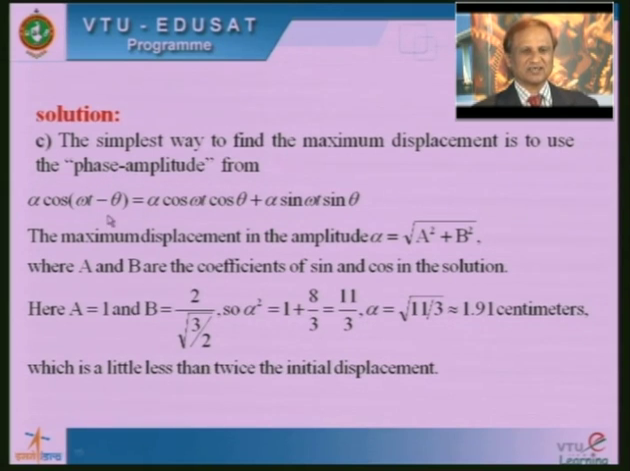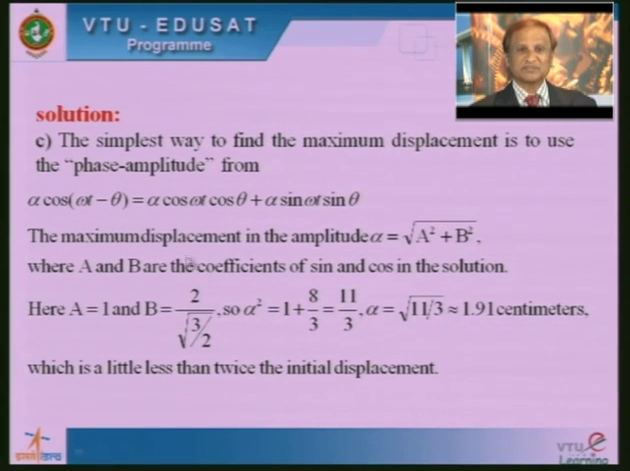Is it clear, right. Yesterday in one problem I have already discussed this. The solution can be written in this form: alpha cos of omega t minus theta is equal to alpha cos omega t cos theta plus alpha sin omega t sin theta. Is it clear? It means this can be written in this form. Yesterday I showed how we write it in this form.